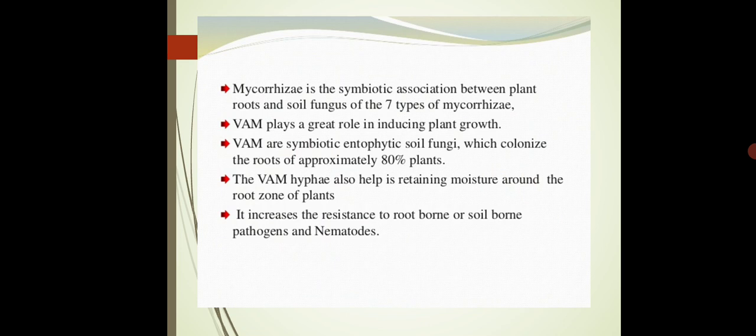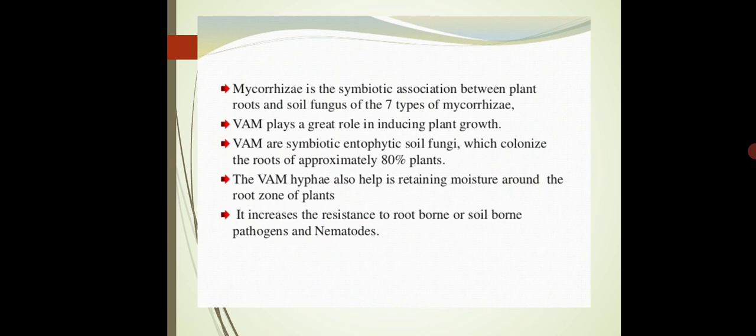So between whom does the symbiotic association take place? Between the Phycomycetes fungi, a type of fungi, and angiosperm roots. Angiosperms are the flowering plants, and they produce seeds. So when these two form a symbiotic association, the product obtained is VAM, Vesicular Arbuscular Mycorrhizae.